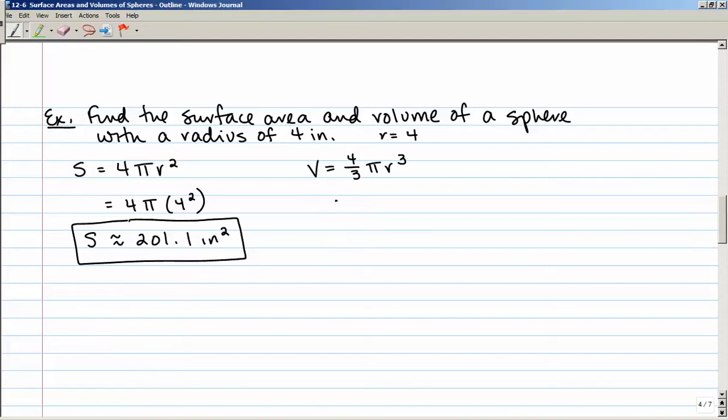For volume, 4/3 times pi times 4 cubed. Punch that into your calculator, and here's a little suggestion. I would do 4 to the 3rd power, whatever the radius is, hit enter, and then do times pi times 4 divided by 3. And this ends up being approximately 268.1 cubic inches.